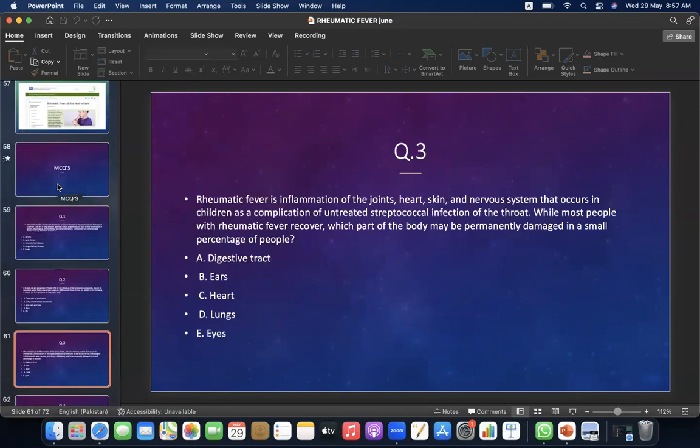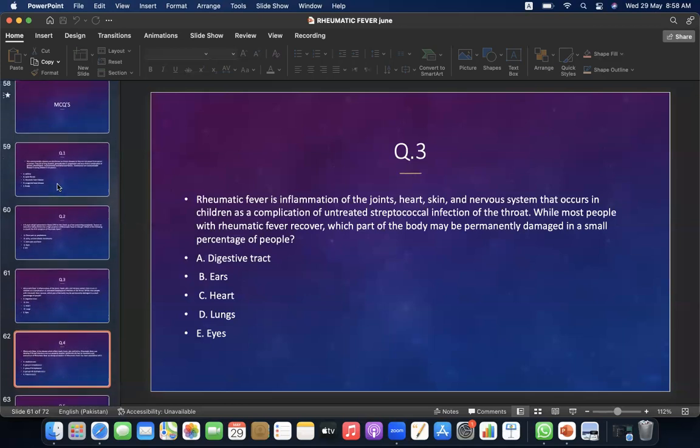Third, rheumatic fever is the inflammation of the joints, heart, skin, and nervous system that occurs in children as a complication of untreated streptococcal infection of the throat. While most people with rheumatic fever recover, which part of the body may have permanent damage in a small percentage of people? A, digestive tract, B, ears, C, heart, D, lungs, or E, eyes. Anyone? The answer is C.